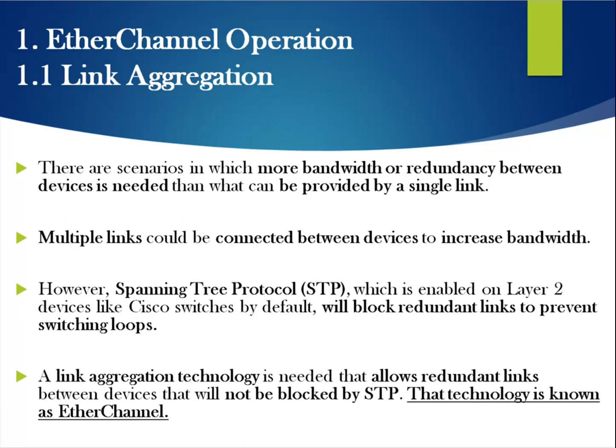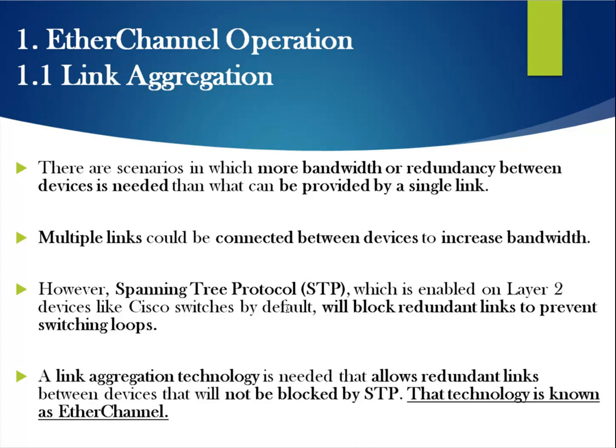In some scenarios, I want to increase the bandwidth, so I need more bandwidth. In that case, I can go for redundancy. That means I can have 2 links, 3 links, or multiple links. Now, if you have multiple links between the switches or between the routers, you can automatically increase the bandwidth. But the spanning tree protocol is not going to allow it.